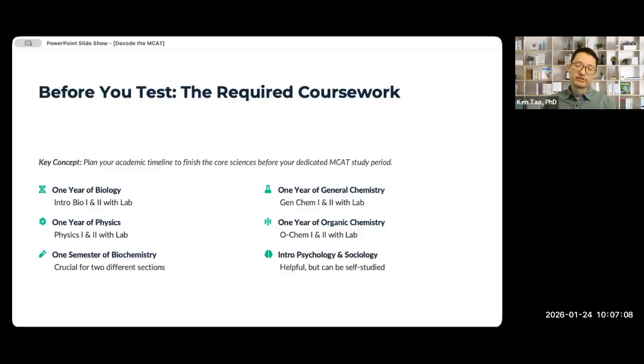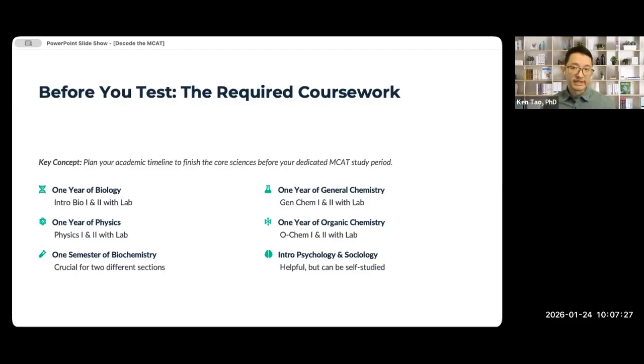I always encourage students early on, as freshmen or sophomores, to map out their coursework to make sure they can take all of the prerequisite courses before the MCAT. Also, this is a good way for you to plan out your schedule such that you're not taking more than 2 hard science courses per semester.